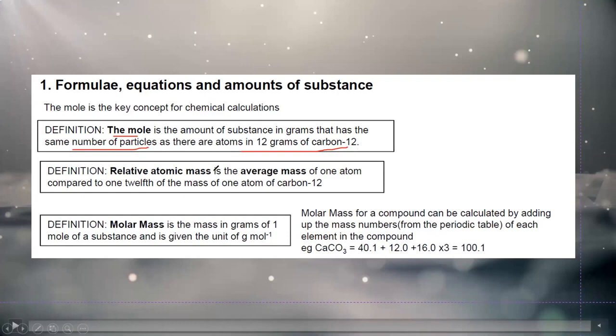The definition of relative atomic mass: it's an average mass. It's important you use the term average. So average mass of one atom compared with 1/12 of carbon 12. So this is a standard definition. And the molar mass is the mass in gram of 1 mole of a substance, and the unit is gram per mole. Is it clear, the three definitions? The concept of mole, the relative atomic mass, and the molar mass.